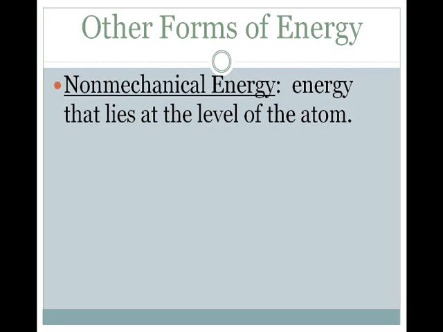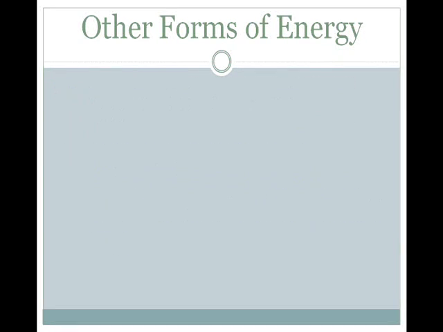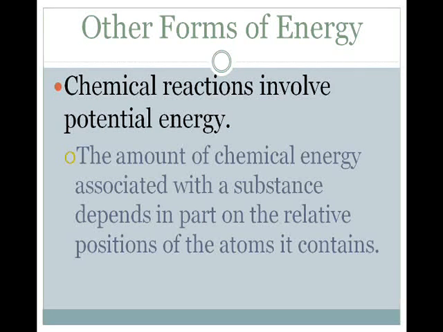Now let's look at other forms of energy. We have non-mechanical energy, and this is energy that lies at the level of the atom. In most cases, non-mechanical forms of energy are just special forms of kinetic or potential. So they're kind of similar, but they're just in different ways. Now, chemical reactions involve potential energy. The amount of chemical energy associated with a substance depends in part on the relative positions of the atoms it contains. So chemical reactions have potential energy and that results in chemical energy.